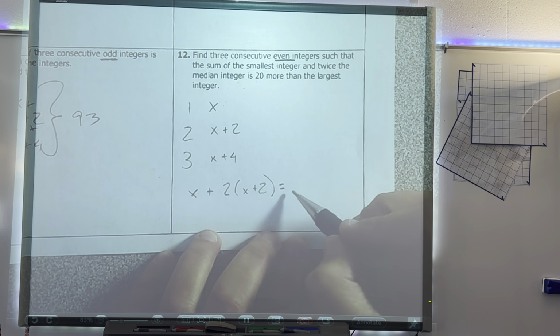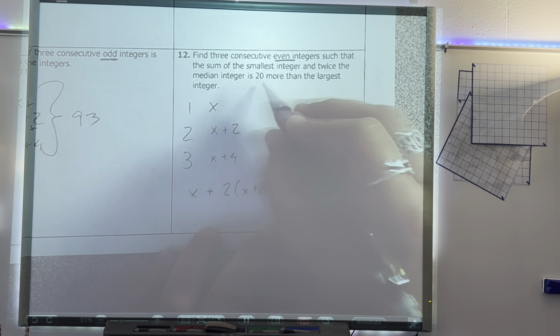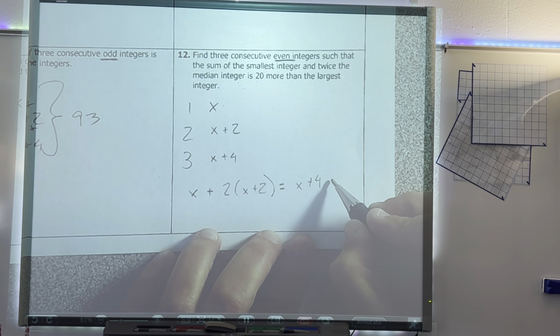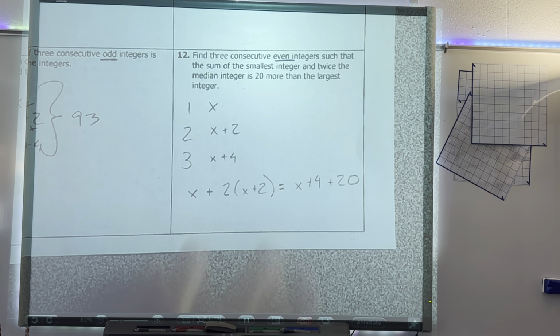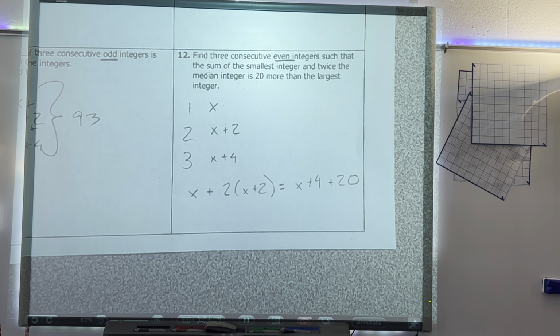So what gets written first? x plus 4 technically comes first, right? Because that's my largest. 20 more than that means I need to do what? Add 20. Everybody okay with that? All right, so I'm not going to do a whole assignment over there. I just wanted to make sure.